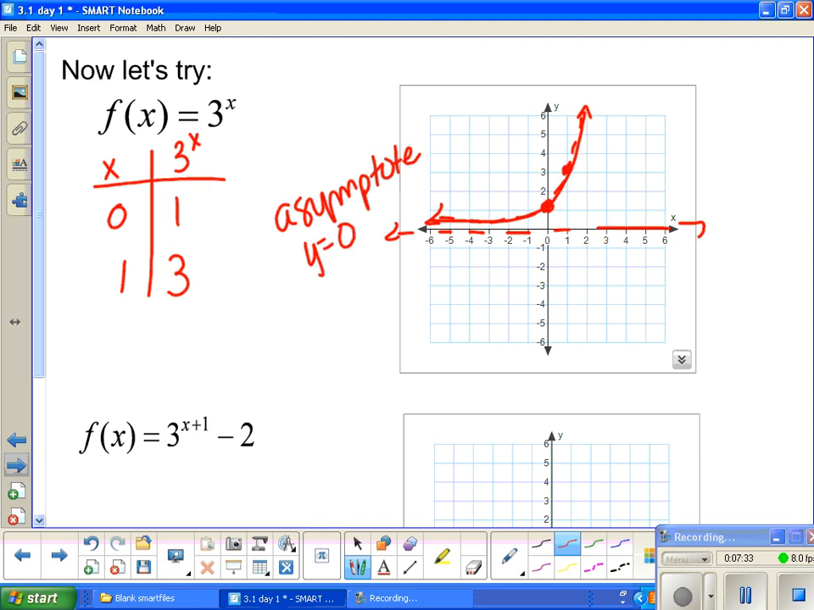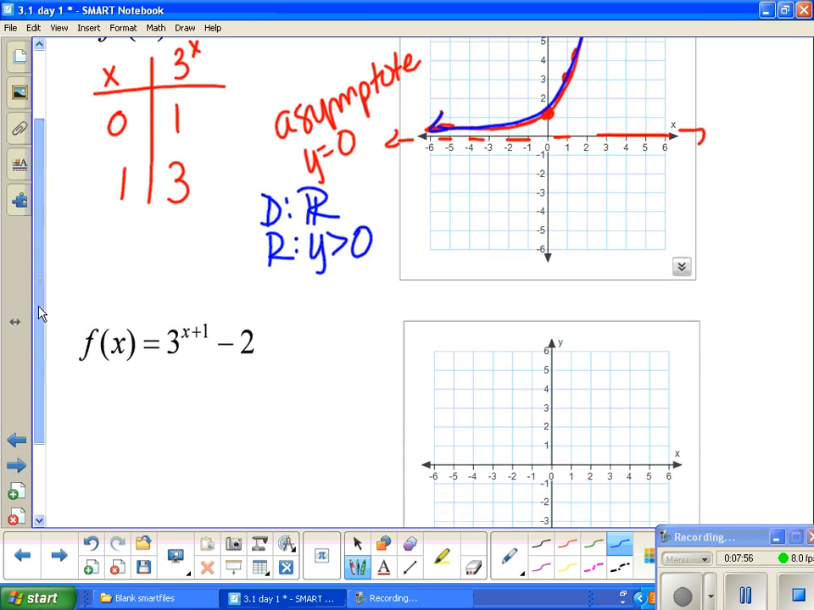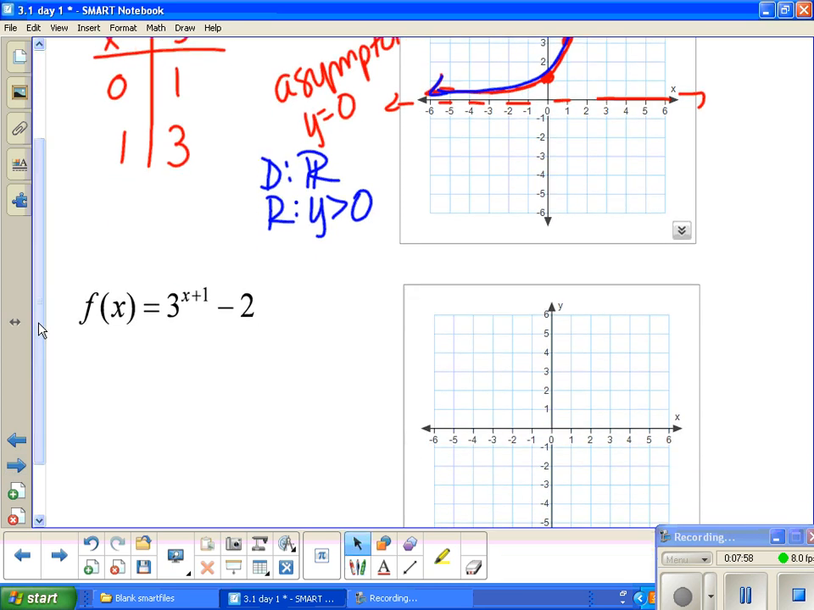Well, let's talk about our domain and range on this. Can I put in any value for x? Yes. So my domain can be all real numbers. My range has to be y. If I look at these values on my graph, they're all greater than 0. They don't equal 0. Let's do a t-chart for this. Let's use again 0 and 1.